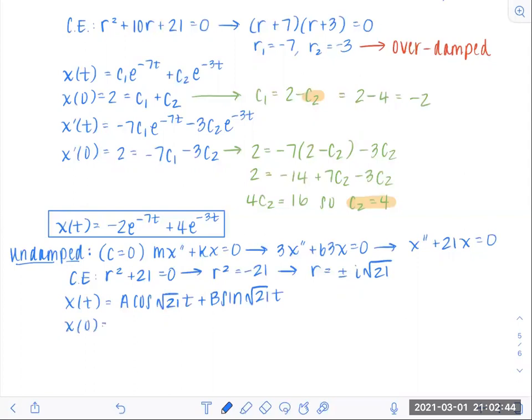We know that x of 0 is 2, but that's going to give me a times 1 plus b times 0. So I get a equals 1/2. And so let me go ahead and plug that in up here. That's going to be a 1/2 cosine square root 21t. We still don't know what b is yet.